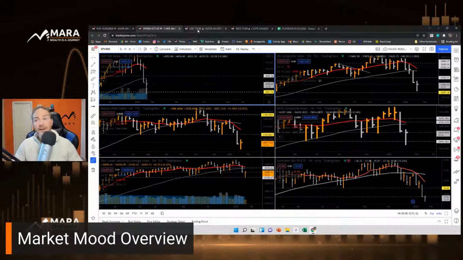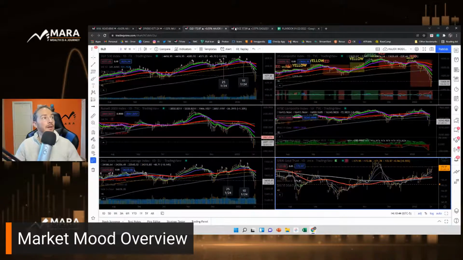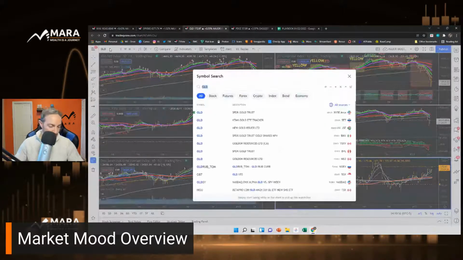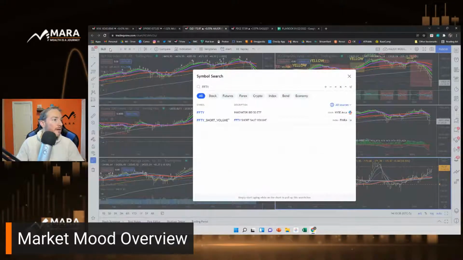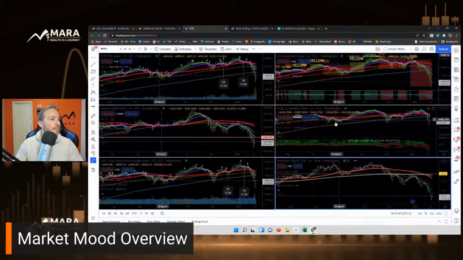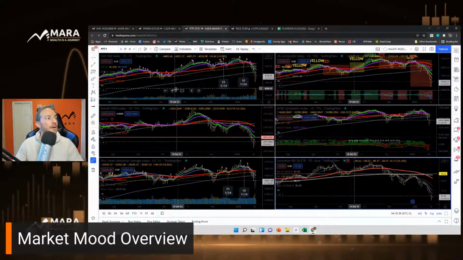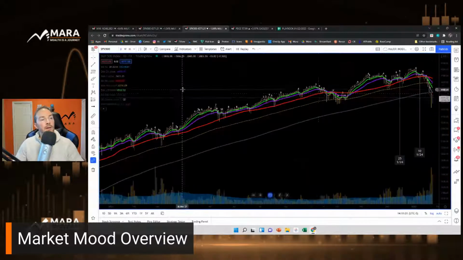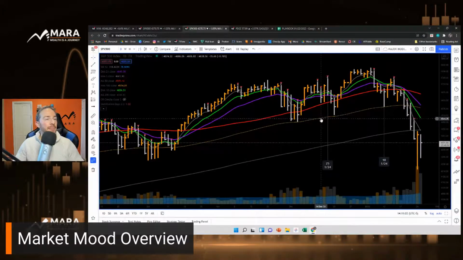And again, I don't want to beat a dead horse, and we don't have that much time here together. I want to make the most of it. So let's take a look at some of these here. That should be the IBD 50. Let's put that back to FFTY. Okay, great. So let's zoom in on this, right?